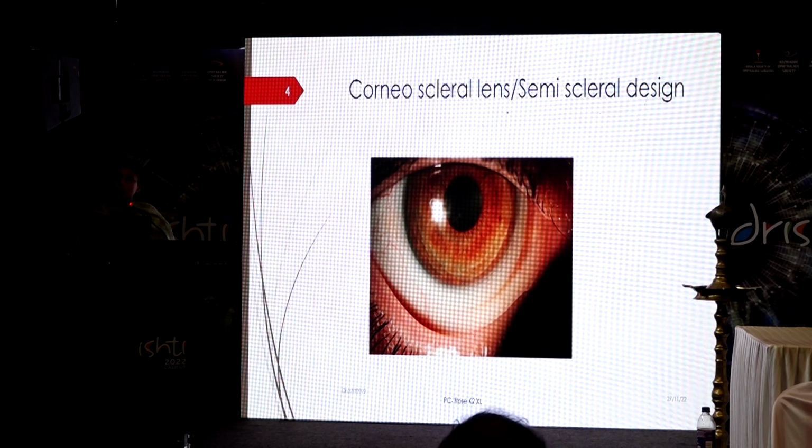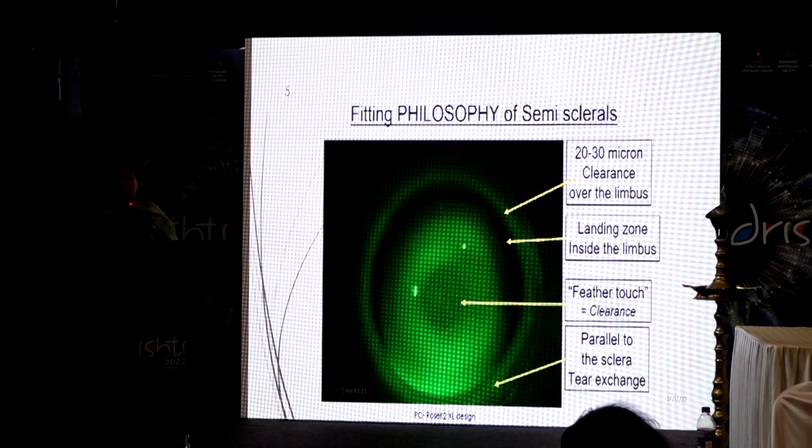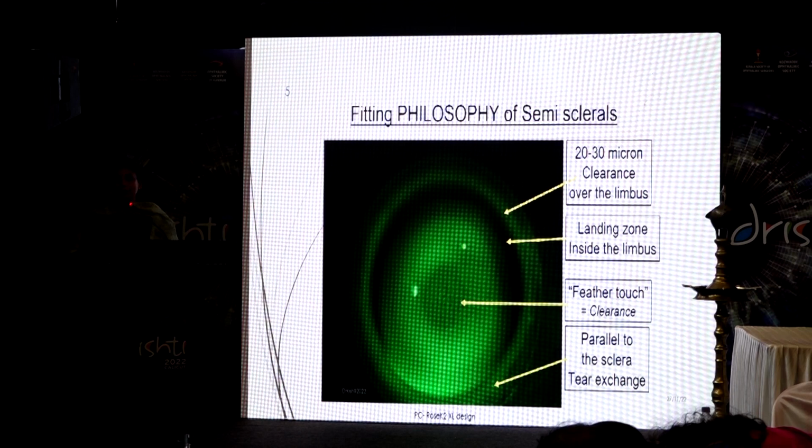Talking about the corneoscleral lens or the semiscleral lens design, every lens has a fitting philosophy that you need to adhere to in order to achieve a good fit. When you talk about fitting a semiscleral lens over the eye, you need to have a central clearance at the highest point on the cornea, and the landing zone is inside the limbus with a 20 to 30 micron clearance over the limbus, and it should be parallel to the sclera to ensure that there is tear exchange. It is never a seal off over the eye, there is tear exchange happening with corneoscleral or semiscleral lenses.